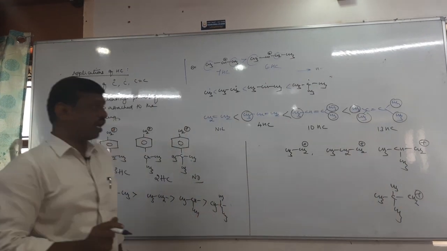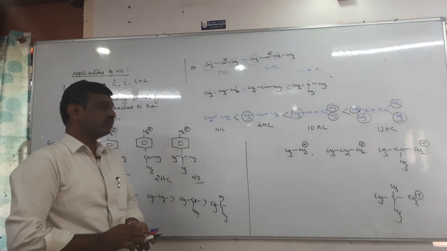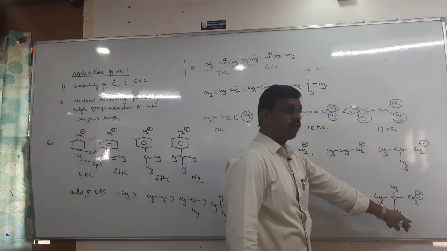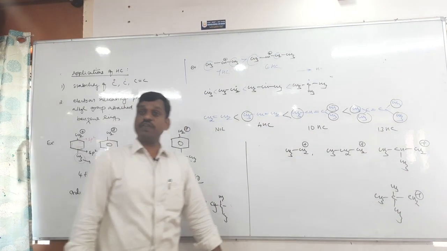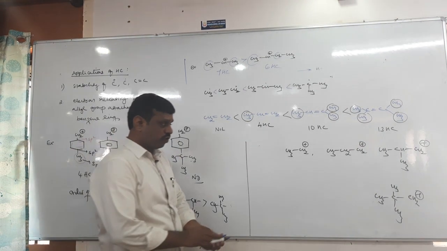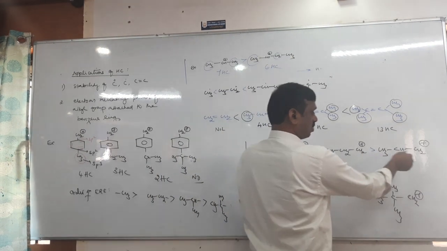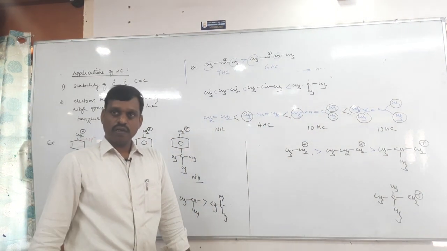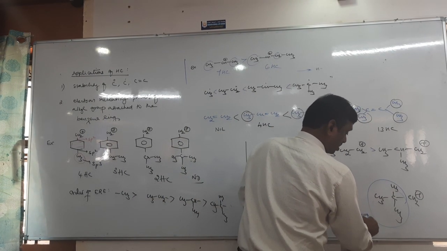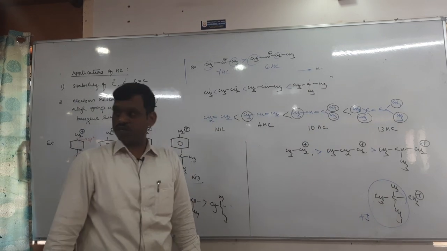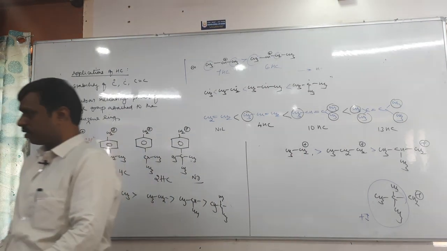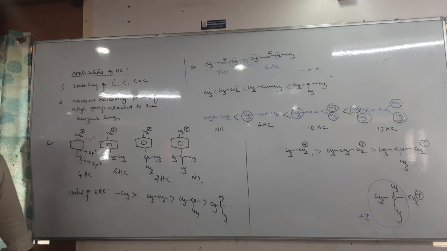Tell me now, which carbocation is most stable? It is a primary carbocation, all are primary only. All are primary carbocations, but which carbocation has more hyperconjugation? First one, right? Therefore the first one is most stable, then the second, then the third, then the fourth. So if you consider the inductive effect, this has the highest plus I effect but no hyperconjugation. So hyperconjugation dominates the inductive effect. Okay, so this is about electronic effects.